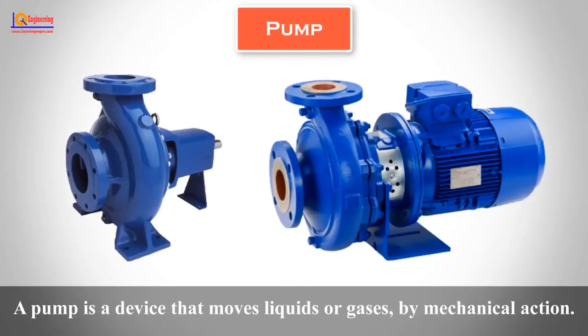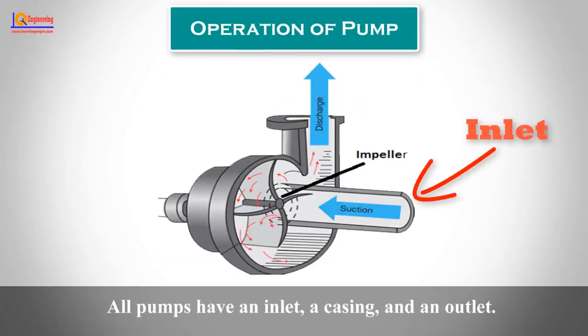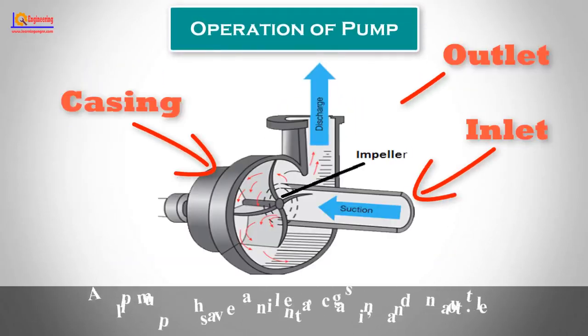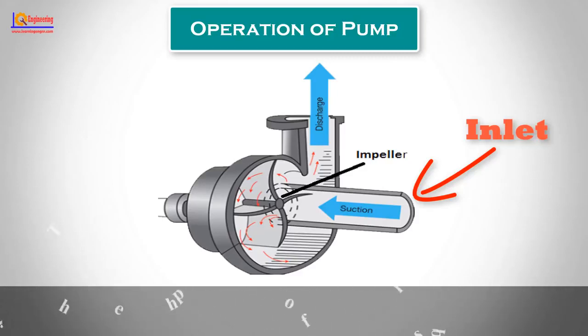A pump is a device that moves liquids or gases by mechanical action. All pumps have an inlet, a casing, and an outlet. During operation, liquid enters the pump through the inlet located here. This side of the pump is also called the suction side. The pressure of the liquid is lowest at this point.